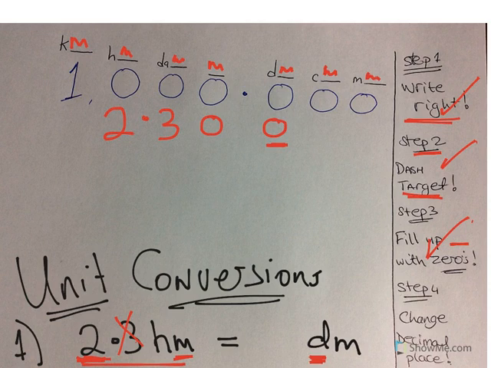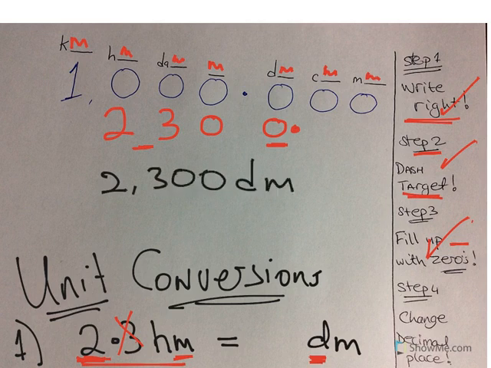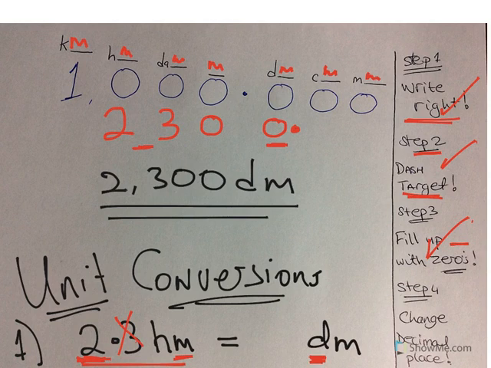And finally, step 4, I change my decimal place. So my decimal place starts out up here. I now need to move it to the right hand side of my dash. So the decimal place always goes to the right hand side of the dash. So I got to drop this one here, and I'm left with an answer of 2,300 decimeters. And that's it, job done. So that's 2.3 hectometers equals 2,300 decimeters.